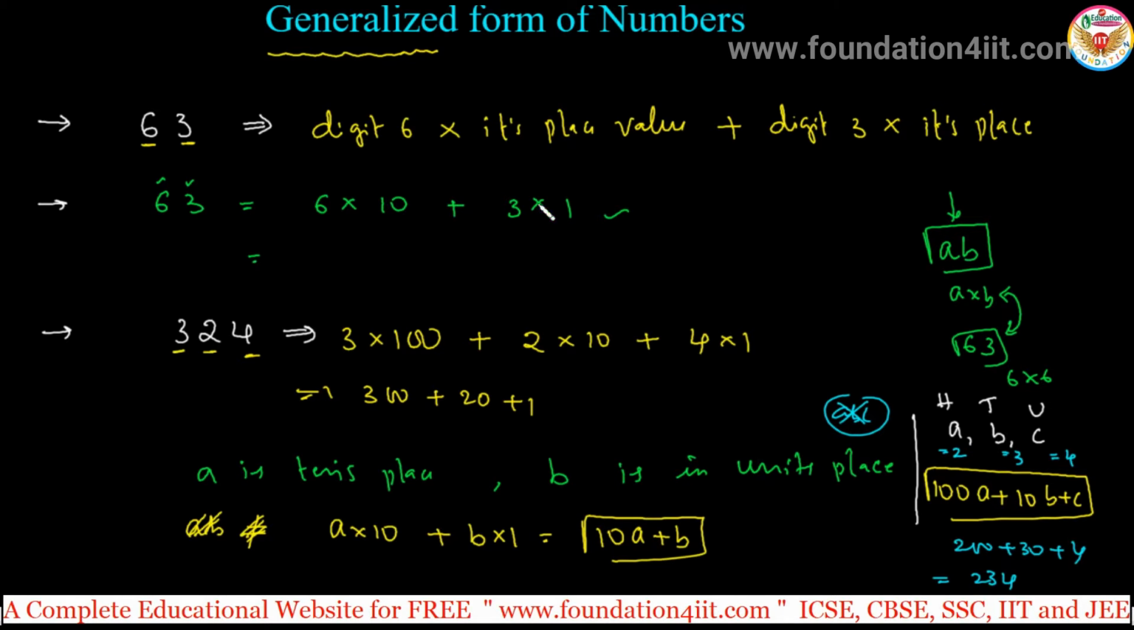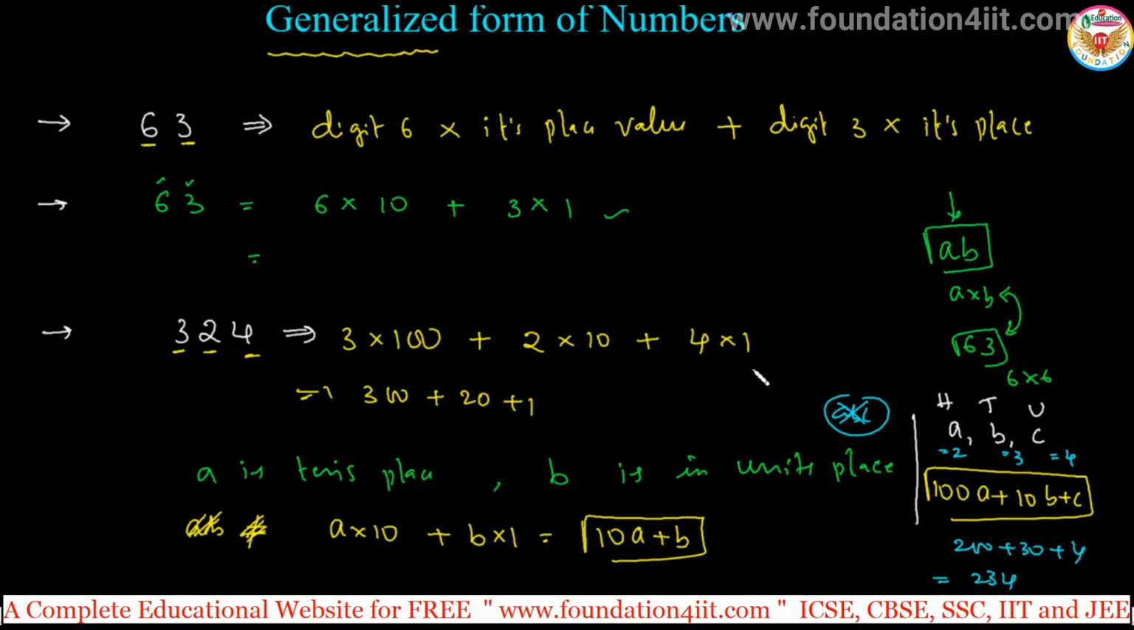So the generalized formation is each digit value into its place value. By adding those we can get this. So this is the formation of the generalized form. Any number, not only 3 digits, even 4 or any number of digits, we can make in the same way. So just remember this concept, because this only will apply in some interesting properties now.